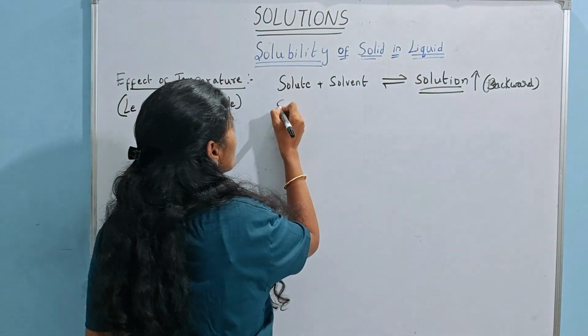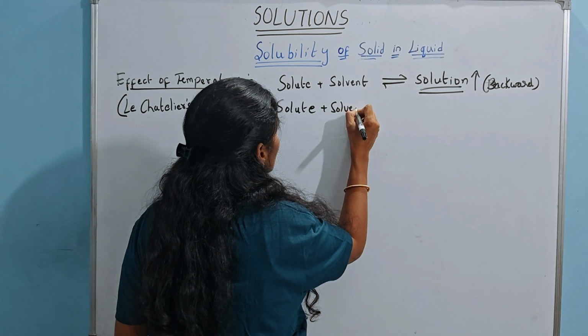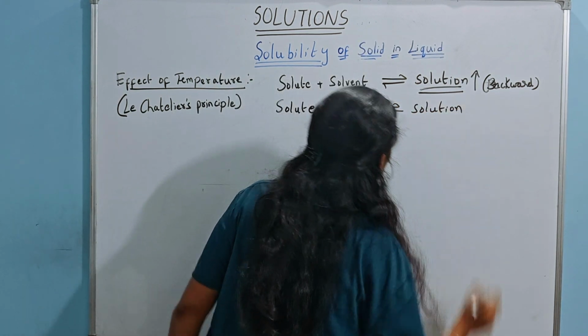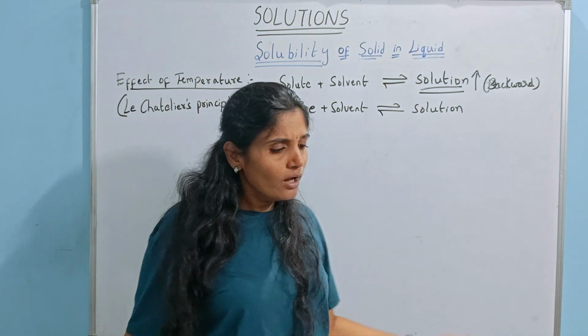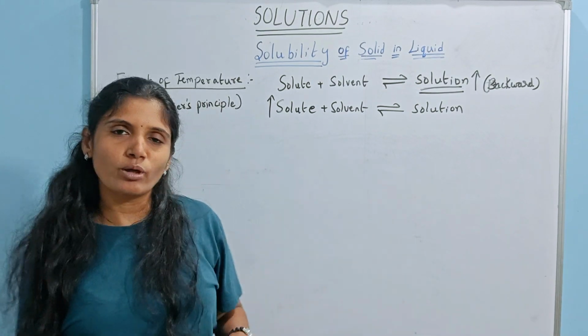Okay, I will do some other thing. Now I will not deal with solution. I will interfere with the left hand side. Imagine I will increase the amount of solute. I will add 25 more grams of sugar.